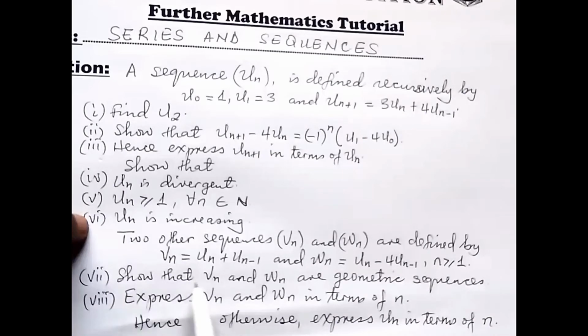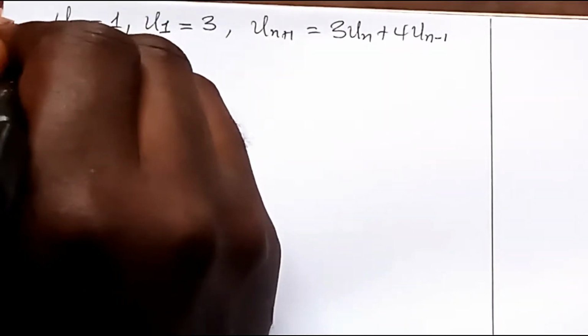Roman 7. Show that Vn and Wn are geometric sequences. Roman 8. Express Vn and Wn in terms of n. Hence or otherwise express un in terms of n. Okay, we begin with Roman 1.